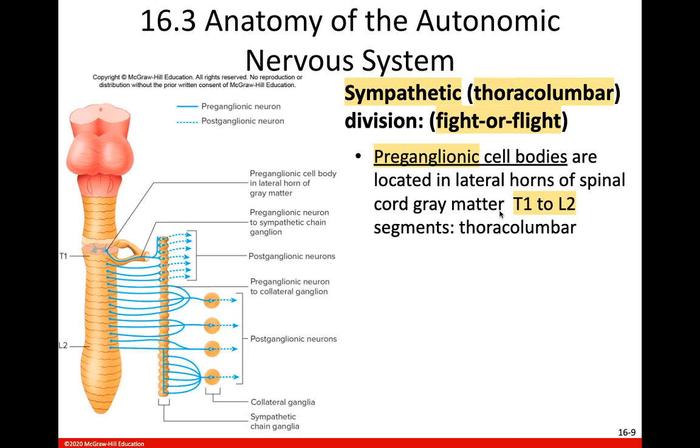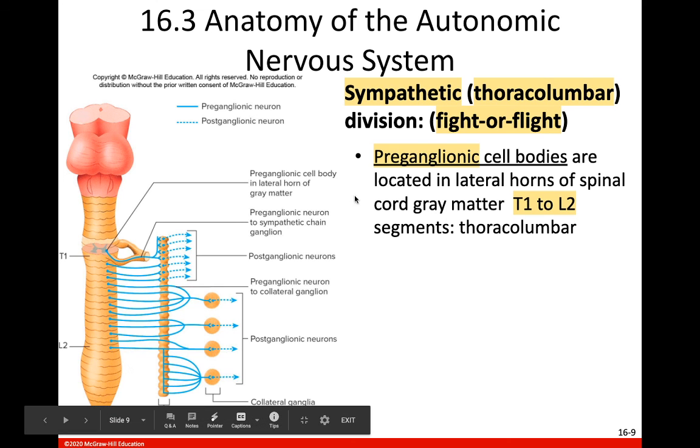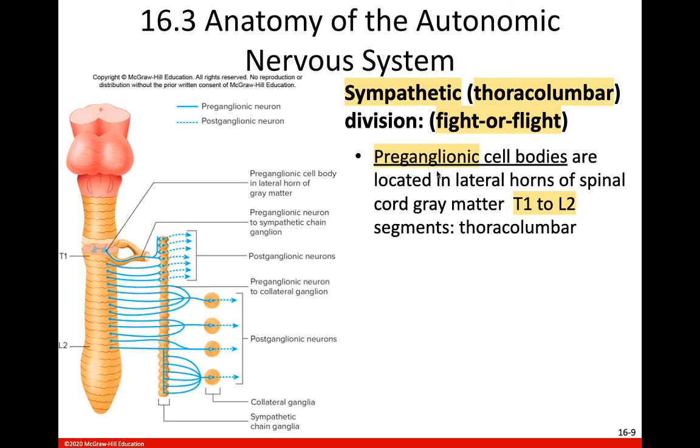Okay, so we're going to start out looking at the sympathetic nervous system first. The sympathetic nervous system is called thoracolumbar. The reason for this is because it includes the spinal nerves T1 through L2, or the thoracic and lumbar regions of those spinal nerves. So the cell bodies of the preganglionic neuron.